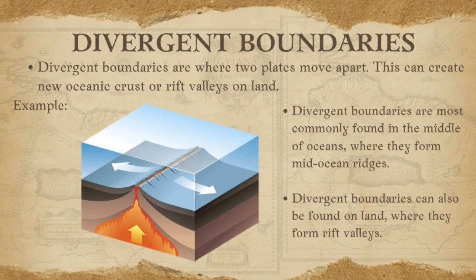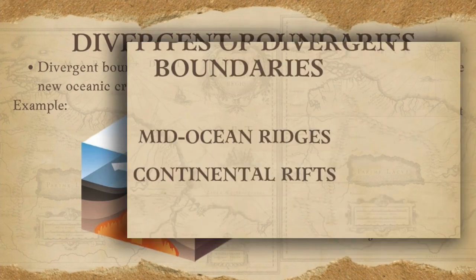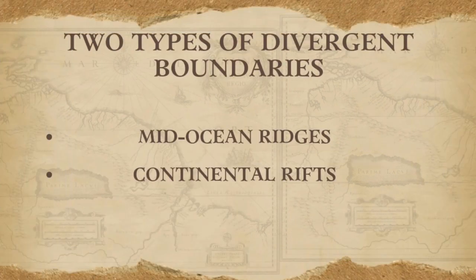Now, for the next boundary, which is the divergent boundary. What is divergent boundaries? Divergent boundaries are where two plates move apart. This can create new oceanic crust or rift valleys on land. Divergent boundaries are most commonly found in the middle of oceans, where they form mid-ocean ridges. Divergent boundaries can also be found on land, where they form rift valleys. Now, there are two types of divergent boundaries, which are the mid-ocean ridges and continental rifts.